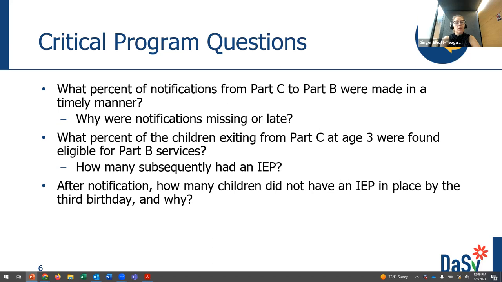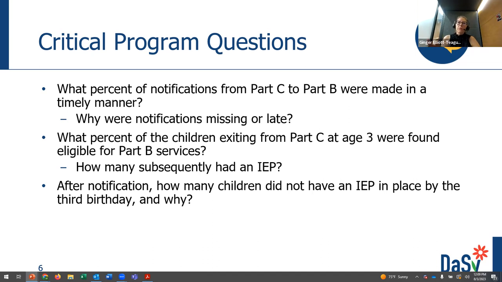Maybe you want to know what percent of the children exiting from Part C at age 3 were found eligible for Part B services and how many subsequently had an IEP. And after notification, if you have children who did not proceed through to have an IEP in place by the 3rd birthday, why did that happen? Did families drop out of the process? Did they refuse to continue? Did you have a lot of children not determined eligible?